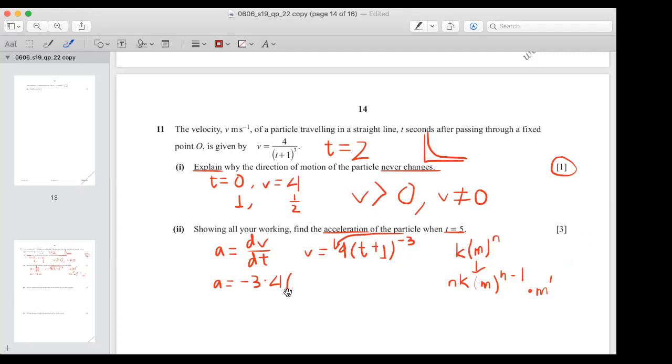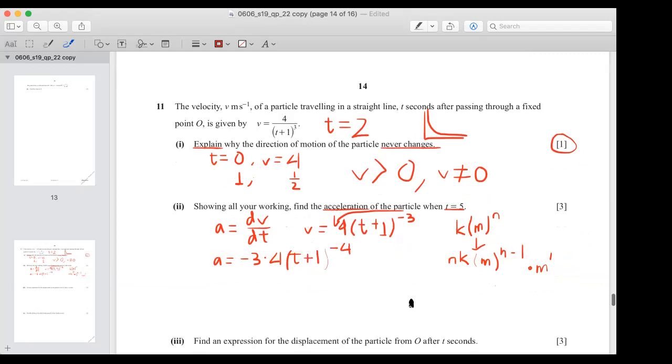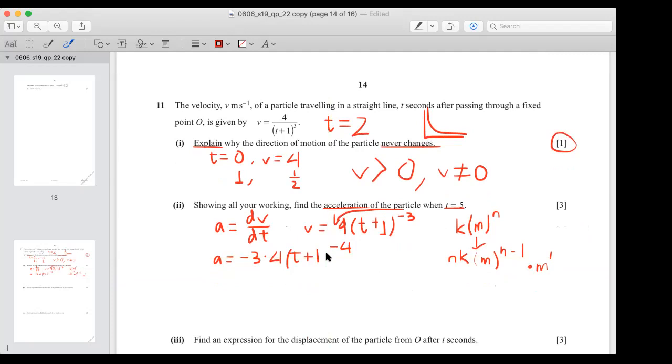So we have negative 3 times 4 times (t plus 1), and negative 3 minus 1 is negative 4. Don't actually put plus 1. It's a common silly mistake. I do that sometimes, so be careful. And the derivative of t plus 1 is 1. So it becomes negative 12 times (t plus 1).